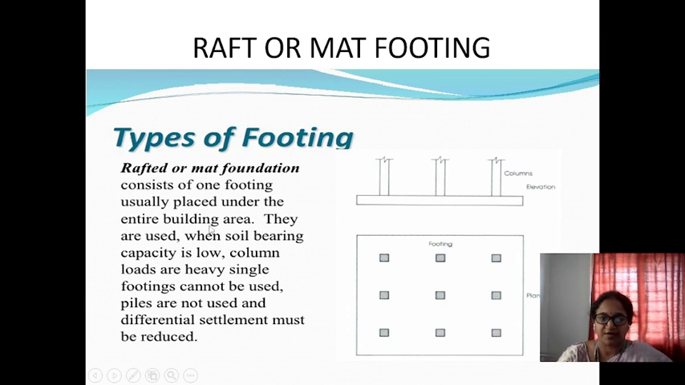Now coming to raft or mat footing. It consists of one footing usually placed under the entire building area. They are used when soil bearing capacity is very low, column loads are heavy, single footings cannot be used, piles are not used, and differential settlement needs to be reduced. This is for multi-storey buildings, due to the heavy loads coming floor by floor, and if the soil is weak then we can go for a raft footing, which is laid as a slab. In the same way that a slab is laid at the top, a slab is laid at the bottom. This is called raft or mat footing.